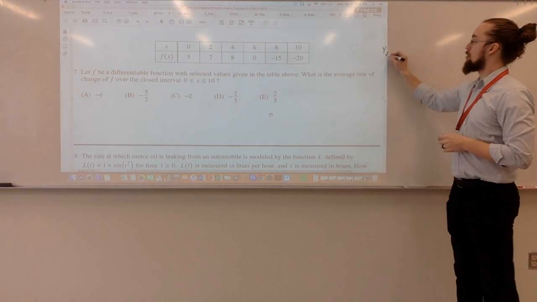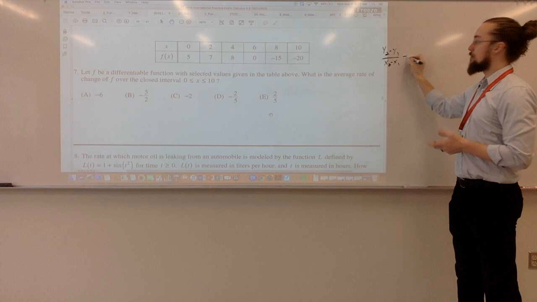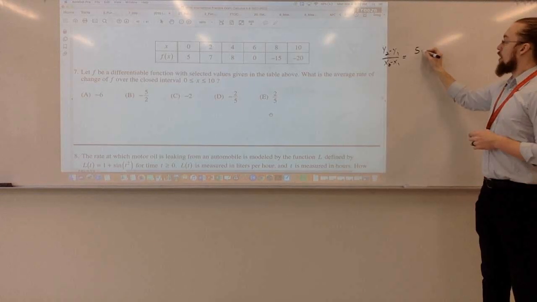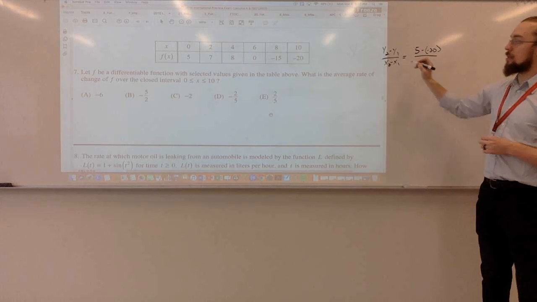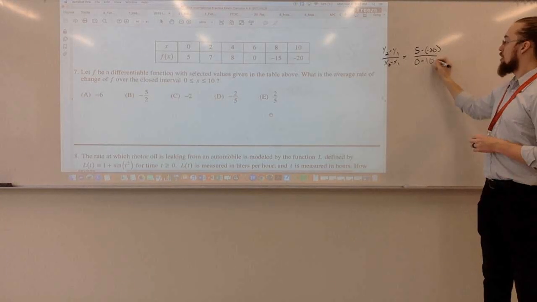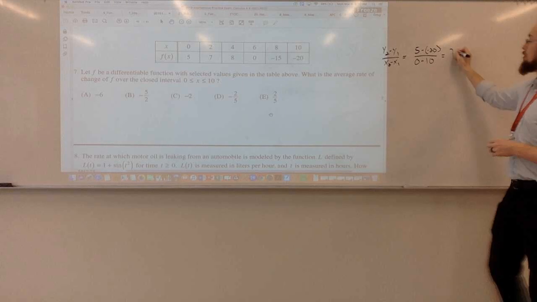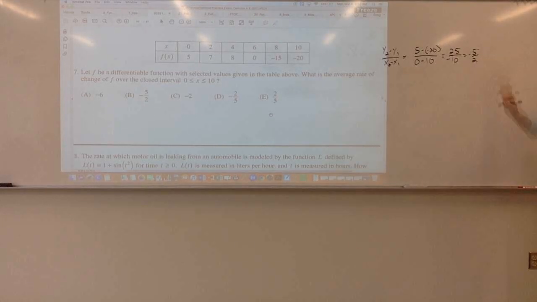So slope is y2 minus y1 over x2 minus x1. So we would just have 5 minus negative 20 over 0 minus 10. So 25 over negative 10, which reduces to negative 5 halves. So B. All right. We okay with average rate of change?